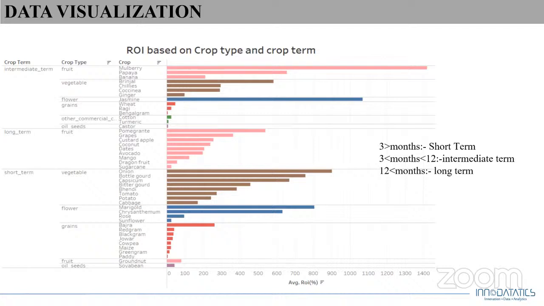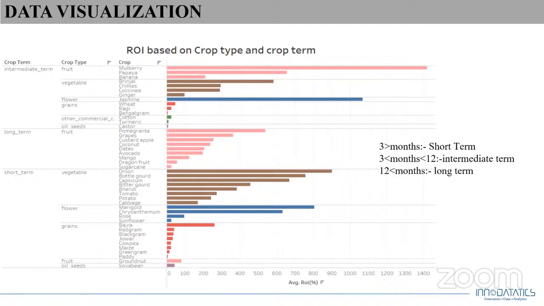In this visualization, average ROI with respect to crop type and crop term is shown. When we see intermediate crops, in fruit, mulberry gives us more ROI, whereas banana gives us less ROI. And in vegetables, brinjal gives us more ROI and ginger gives us less ROI. Jasmine is the only flower in the intermediate crops. By seeing this representation, we can easily say that among all the crop types, in fruits, mulberry gives us more ROI, whereas in grains, Bengal gram gives us less ROI.